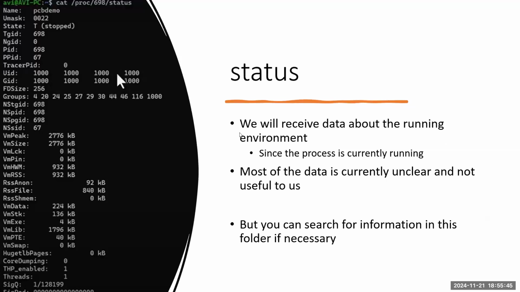And now if we do cat of the file status, we see all kinds of information. We will receive data about the running environment since the process is currently running. Most of the data is currently unclear to us and not useful to us. We don't exactly know what some of this information is. But you can search in this for something that you want. And we'll explain some of them. Here you see, that's pretty clear. That's the PID of me and my parent.